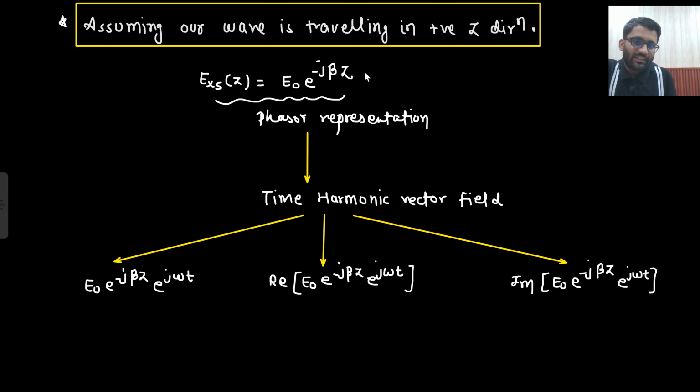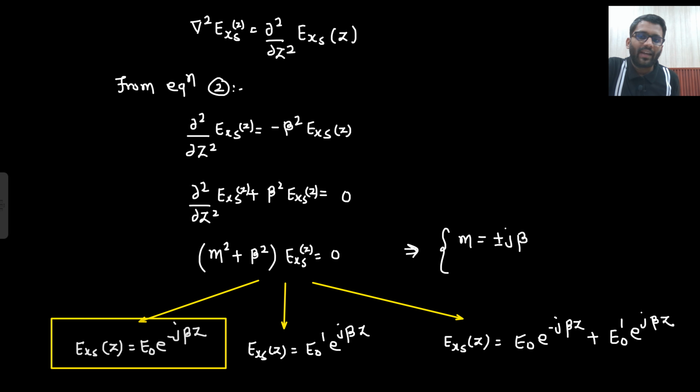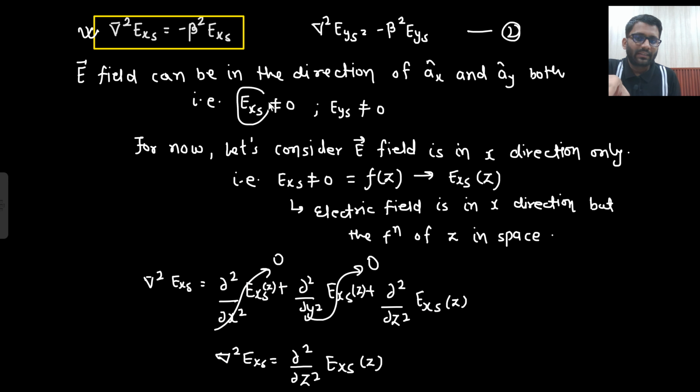Okay. So this is the phasor representation I am having. Now I have got the phasor representation of electric field. Along with this phasor component, I should have put Ax cap as well. Why am I putting Ax cap? Because basically this EXS I have got.